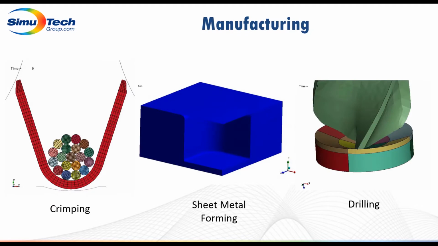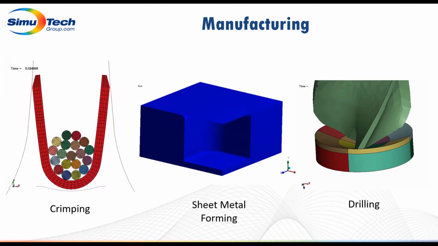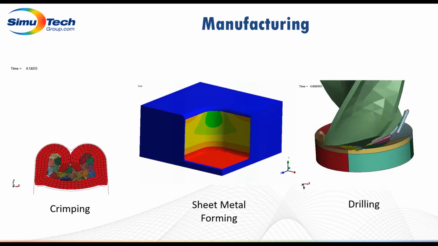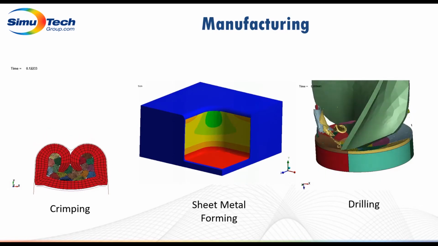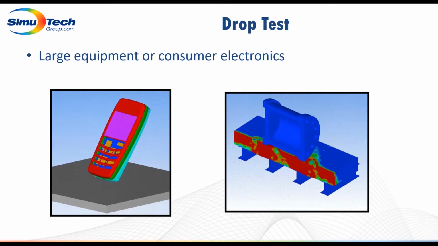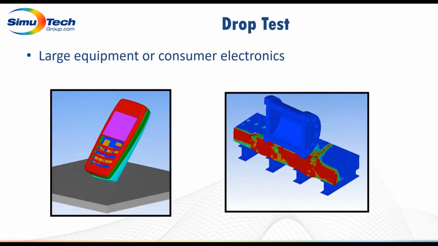Another application for LS-DYNA is in manufacturing simulation. Three examples are shown here: crimping, sheet metal forming, and drilling. Drop simulations are common with LS-DYNA, either consumer electronics or heavy equipment, such as a drop of a nuclear waste container.